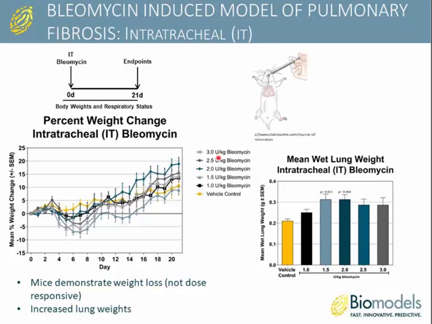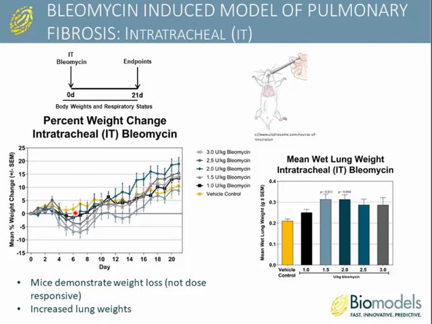So as you can see here, we have treated mice in different groups with various concentrations of bleomycin at the outset of the study. In this first graph, we're looking at weight change over the course of the study. While the vehicle control shows a steady weight gain, mice that are administered bleomycin generally see weight loss at some point during the study, but generally recover by the end.